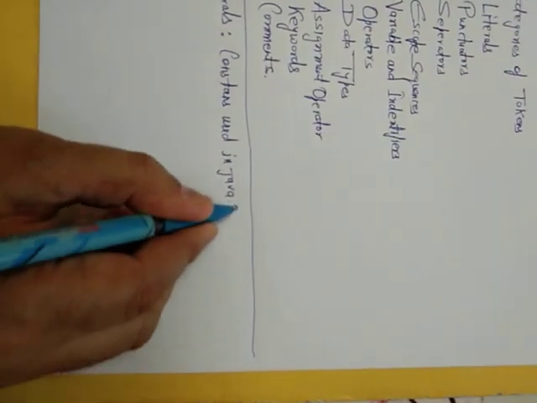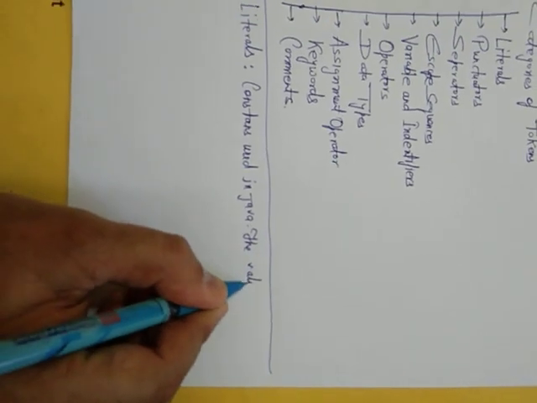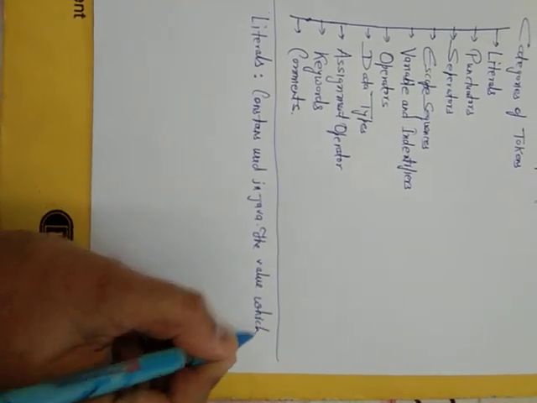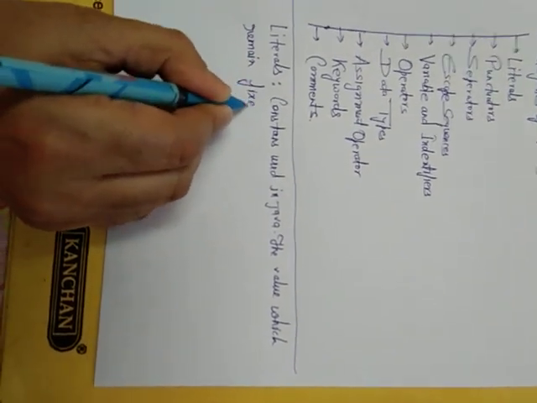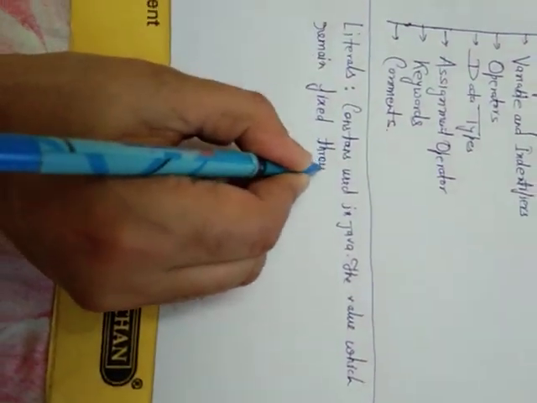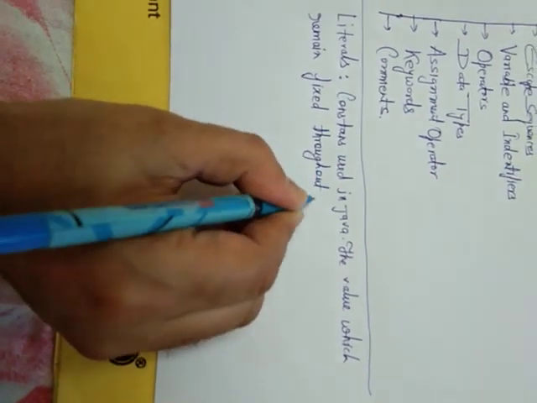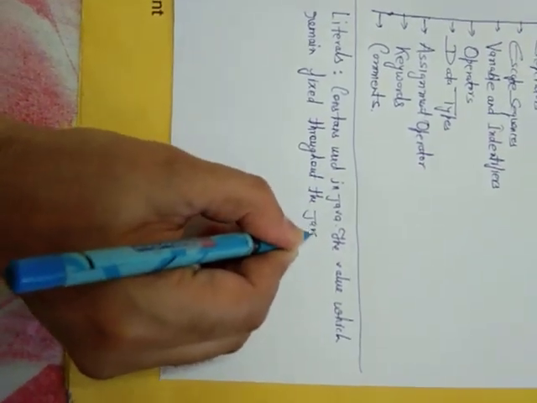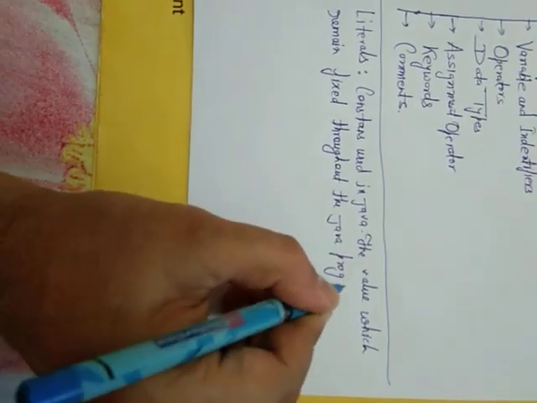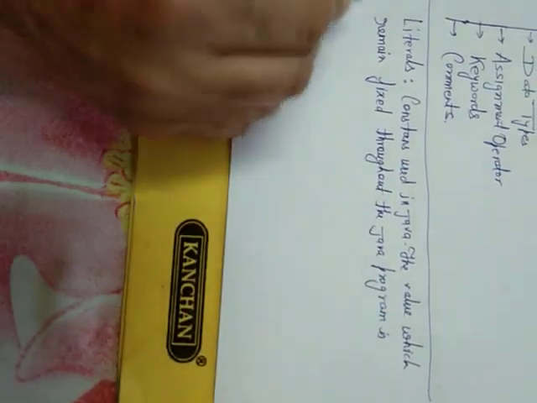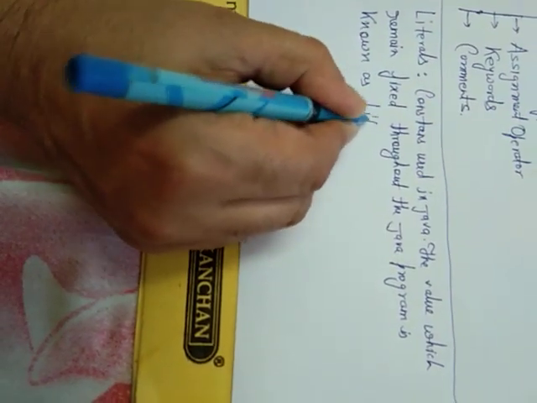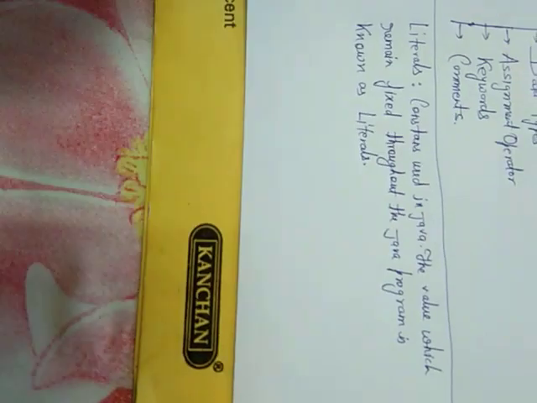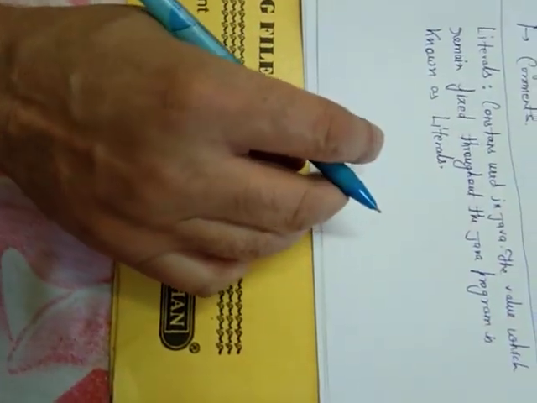The value which remains fixed throughout the Java program is known as literals. Now I will list the various types of literals used in Java program.